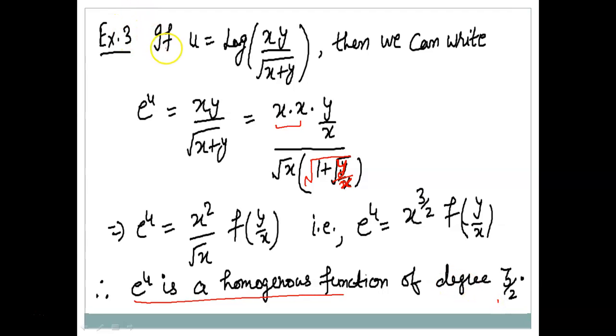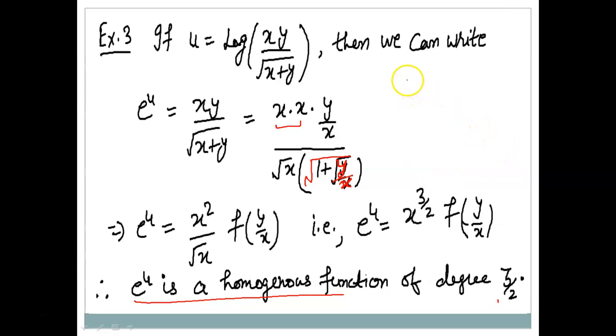So in this particular example, the main point to be noted is that u is not the homogeneous function, but e raised to power u becomes the homogeneous function of variables x and y, and its degree is 3 by 2. So similarly, you can have several examples.